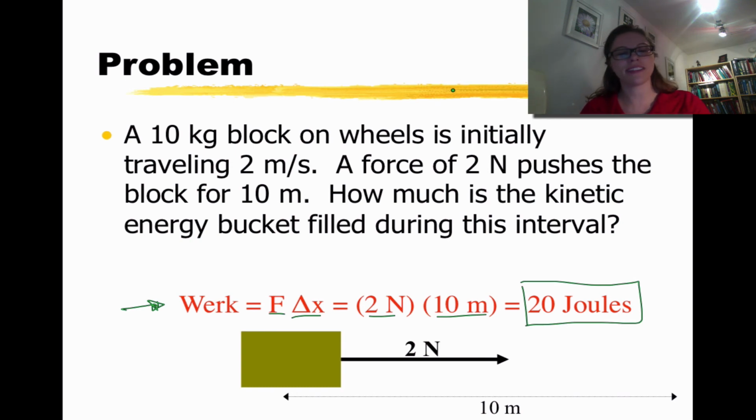So cool. Okay. Now, I must say, and this will come up in the example problem in the next video, this force and change in x must be in the same direction. It must be in the same direction. And we'll explain why in the next video.